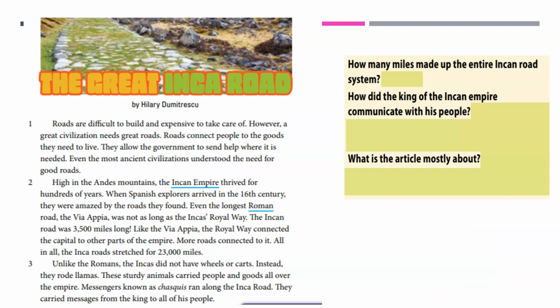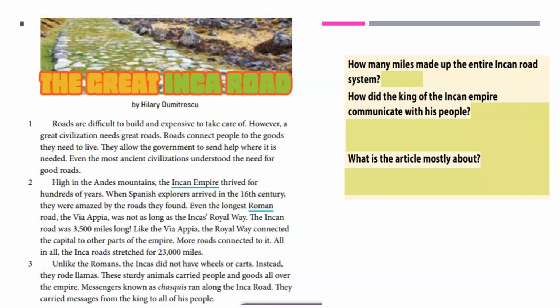Now, let's dive into The Great Inca Road by Hilary Dumitru. So, it's important that we first look and get an idea of the types of questions we'll have to be able to answer by the end of this text. How many miles made up the entire Incan road system? So as we read today, when you figure out how long the Incan road system is, we're going to pause and make sure we jot that down. How did the king of the Incan Empire communicate with his people? And what is the article mostly about? So I will begin reading.